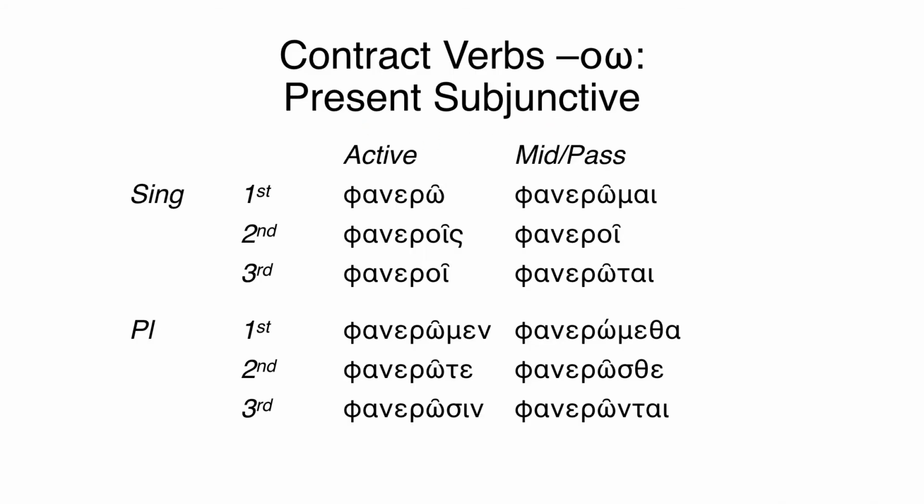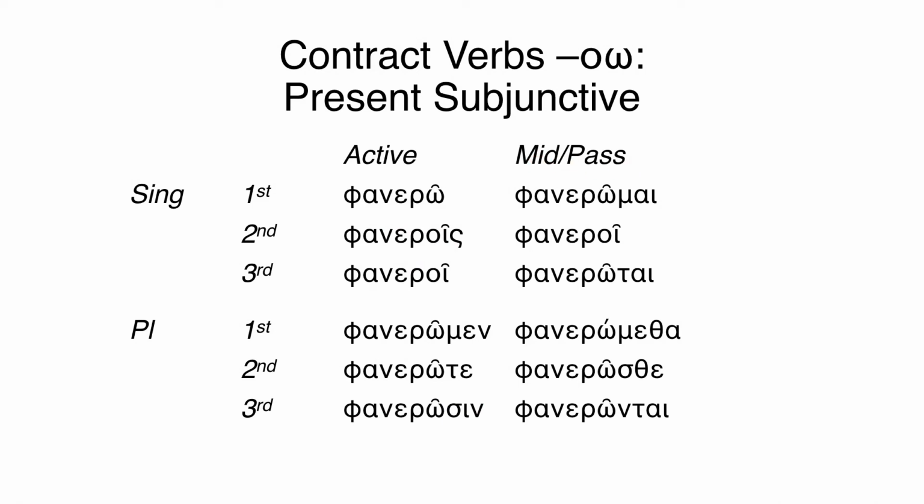Moving on, we come to the present subjunctive forms. Phaneroo, phaneroīs, phaneroi, phaneroomen, phaneroote, phaneroosin, or with a modern pronunciation, phanero, phaneris, phaneri.